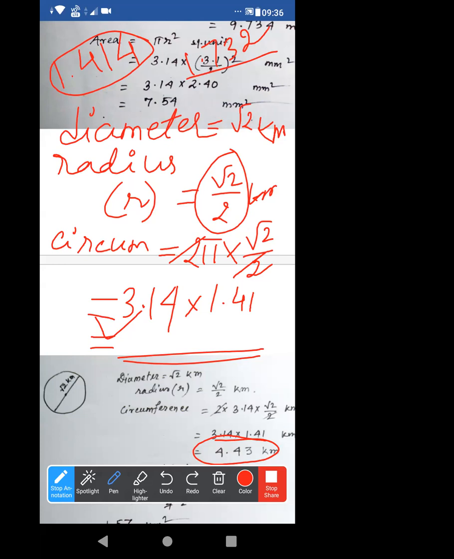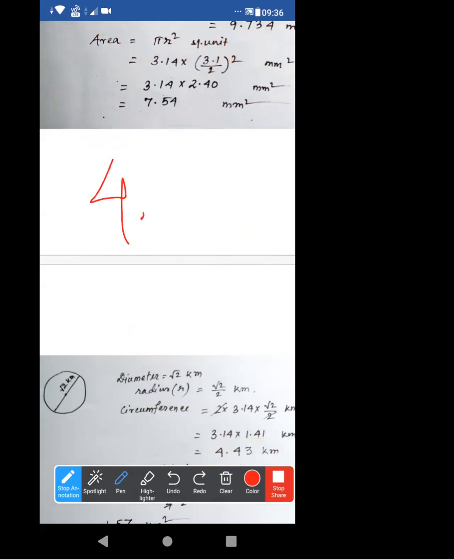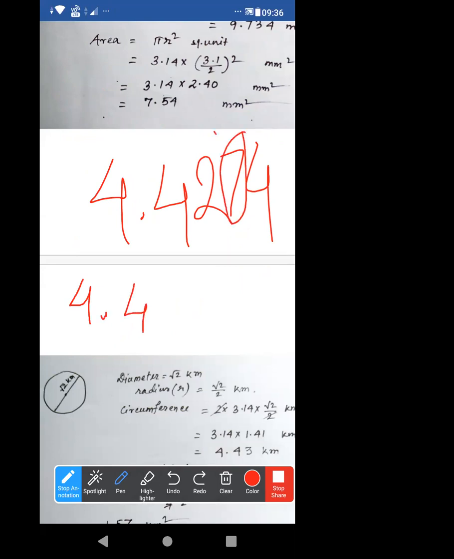Ma'am, it is coming 4.4274. Always just write the answer in two significant figures, so the answer will be 4.42 kilometers. Look, this digit 7 is greater than 5, so if we round off, it becomes 4.43. Understood?